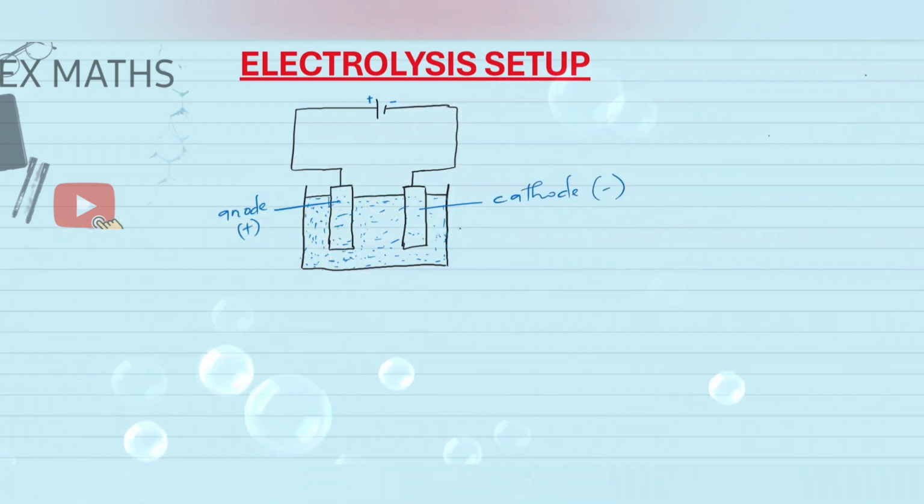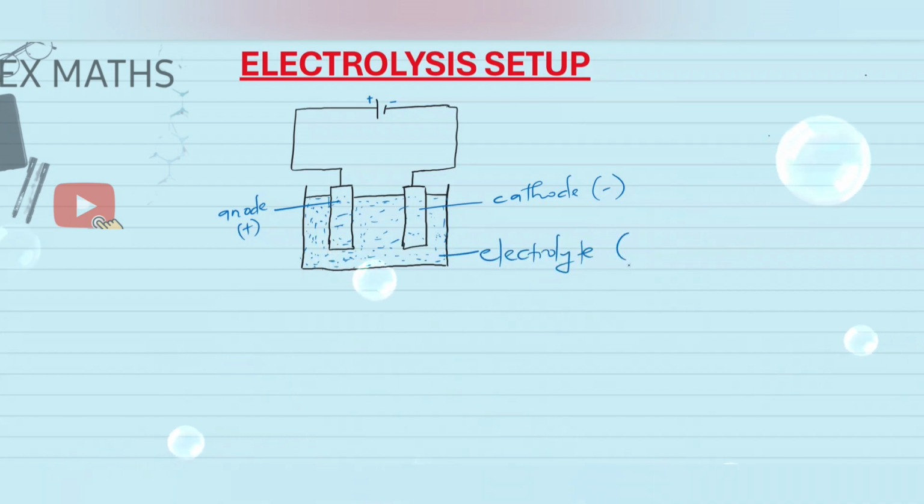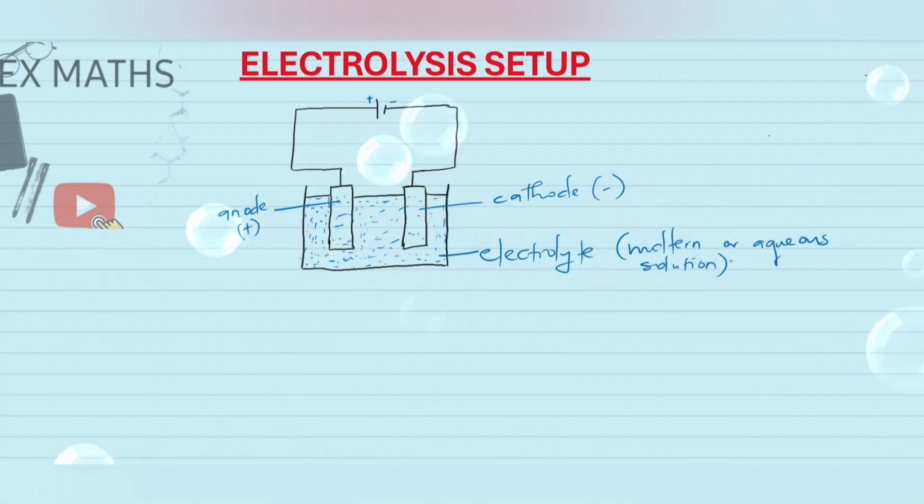Then we have the electrolyte. The electrolyte is either in molten state or in the aqueous solution. Inside the electrolyte, that's where we have the ions. So we have positive ions and negative ions. Negative ions are attracted to the anode. The positive are attracted to the cathode. So let's see what is happening during the process of electrolysis.